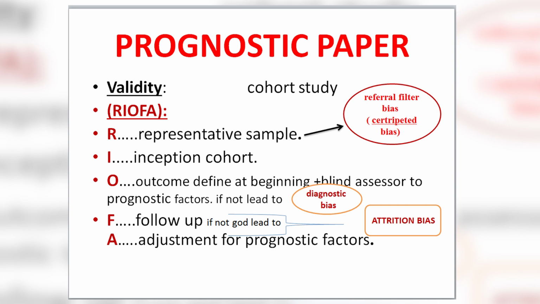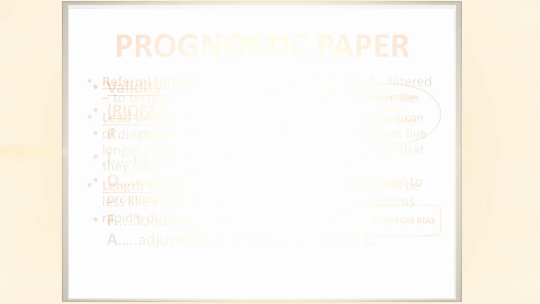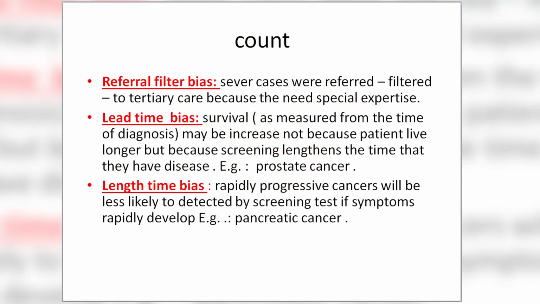Only two exceptions for this criteria. I will explain here some common biases for a prognostic paper.